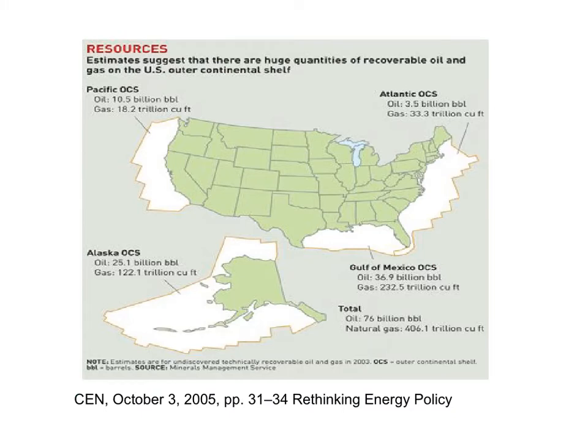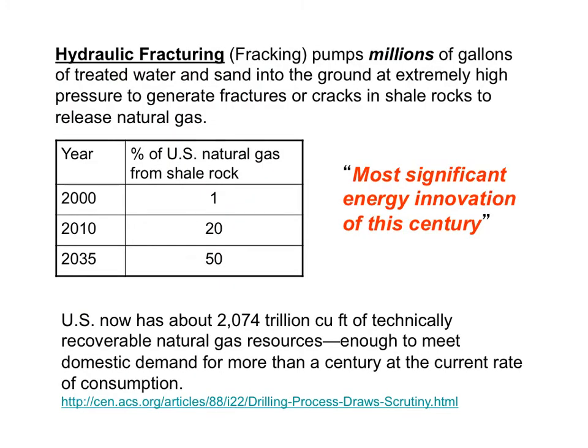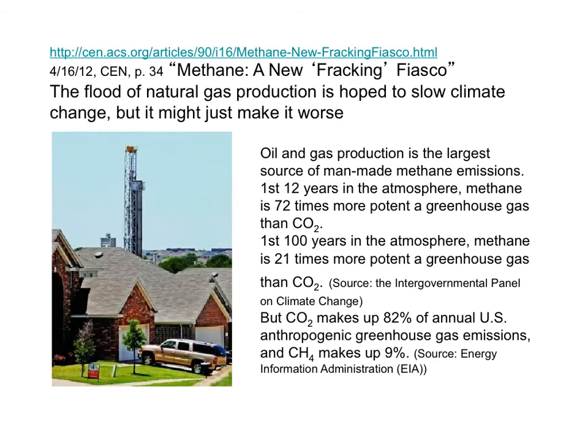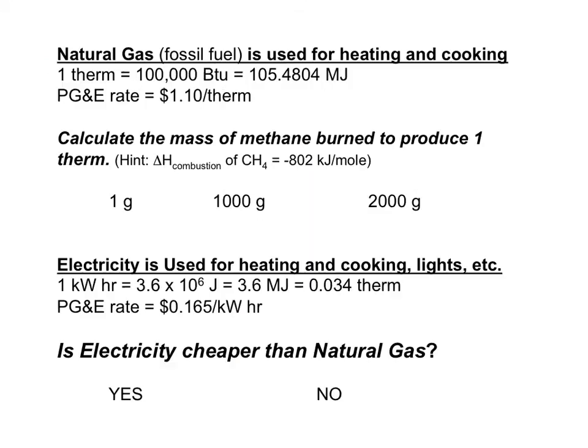We still have a lot of recoverable oil and gas on our coastlines. Hydraulic fracturing or fracking has enabled this country to meet our domestic energy demand by extracting natural gas from shale rock. However, fracking uses quite a few chemicals, but the methane extracted from fracking may make climate change worse.